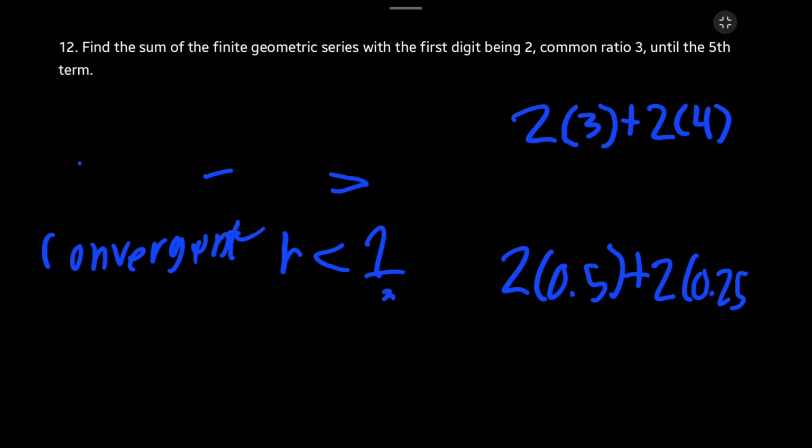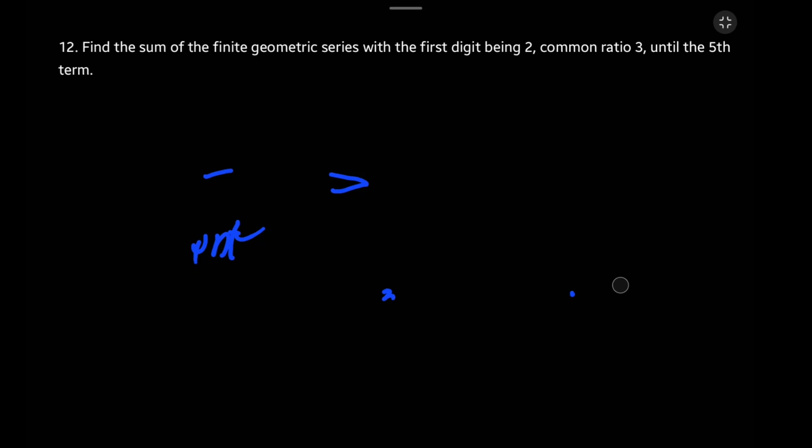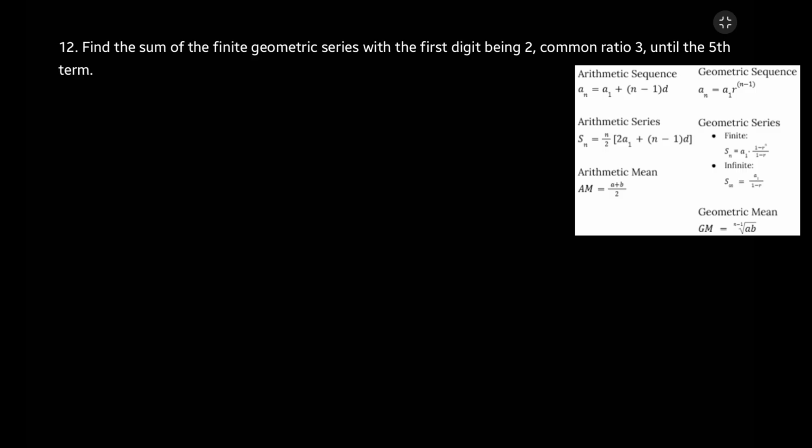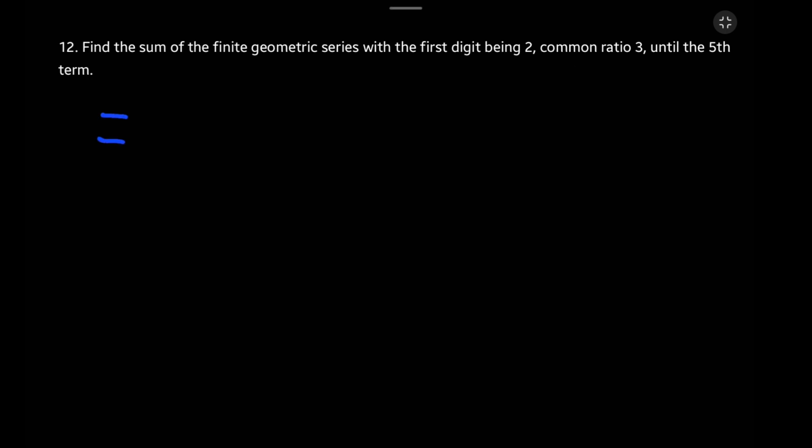So let us set an example. So first, we would be using the formula for a finite geometric series. It would be S equals a sub 1 times 1 minus r raised to n, over 1 minus r.